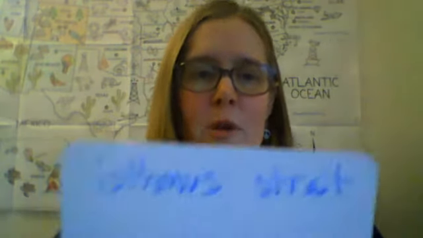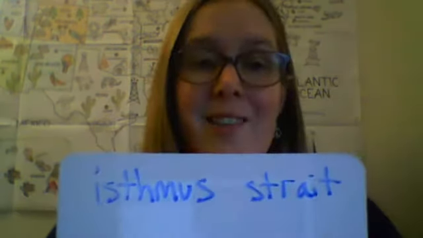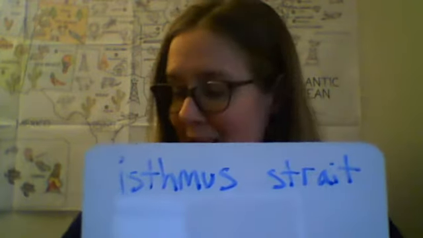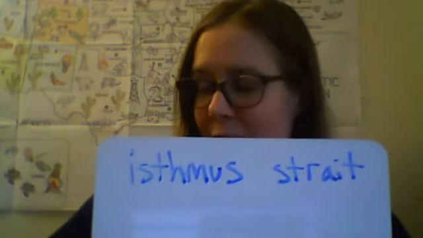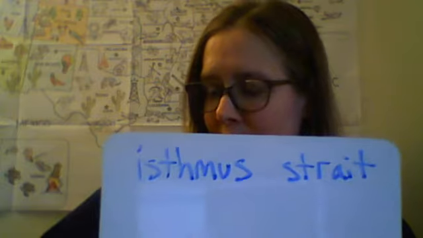I hope that you've already watched the other three: the lake and island, the cape and bay, and the peninsula and gulf. If you haven't, go ahead and do that and then come back and watch this one. Today's land and water forms are called isthmus and strait. Now, isthmus is a funny word. I want to talk to you about how to pronounce it.